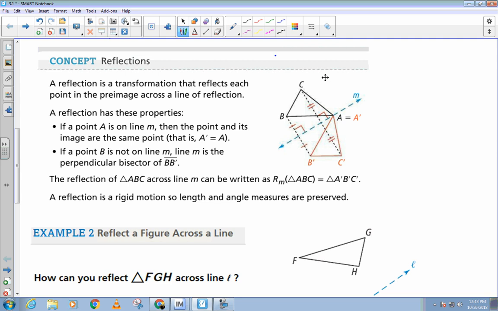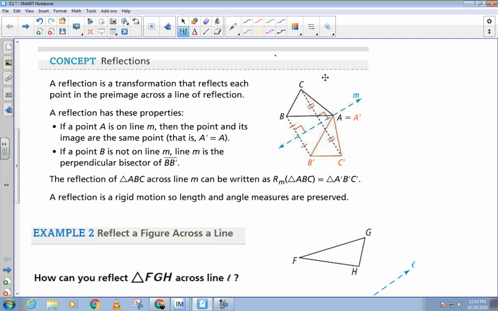Now, the reflection of triangle ABC across line M can be written like this. This is how our book writes it. The book I had last year did it a little bit differently, and the worksheet that we're going to do today does it a little bit differently, but they all mean the same thing. We'll talk about the differences and how they're also the same. This is the reflection over line M of triangle ABC equals triangle A prime, B prime, C prime. That's how you would read that. The little M will represent the line. It might be a specific line, or it might be the x-axis or the y-axis. We'll talk about that.